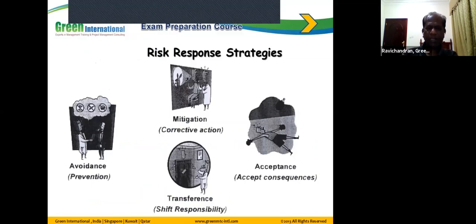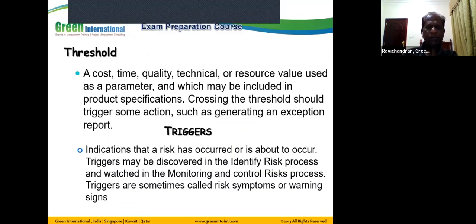So I'm repeating again, showing with the map. Threshold we know: cost, time, quality, technical, resource value used as a parameter, or it could be specifications. Crossing the threshold should be a trigger, which may indicate if the risk is going to happen. Triggers mean warning signs or symptoms, where you can see the risk is going to happen.